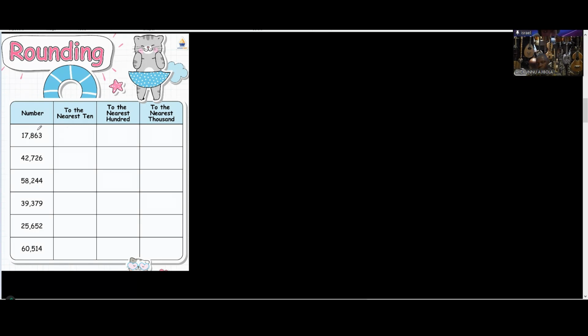The number in the place value 10 is what? 6. So the number after the 6 is a 3, so it falls between 0 and 4. We don't have to change the value of the 6, okay? So we have 17,860. So it's rounded down.